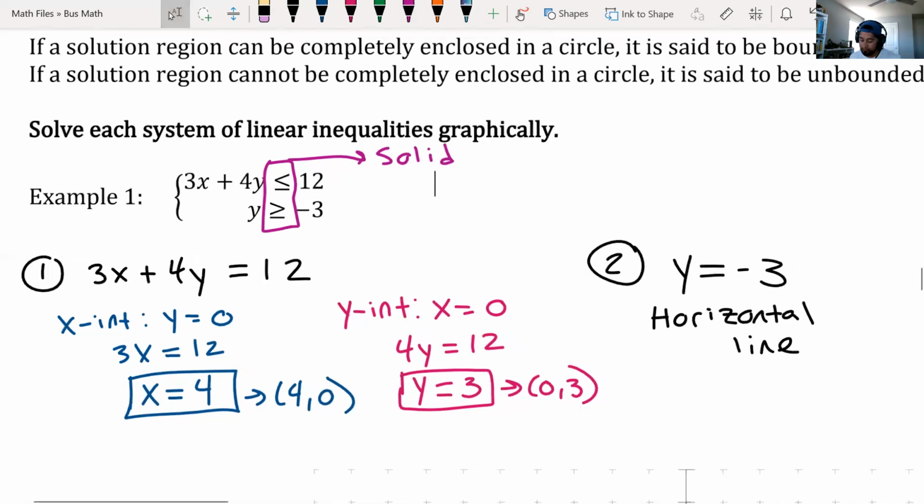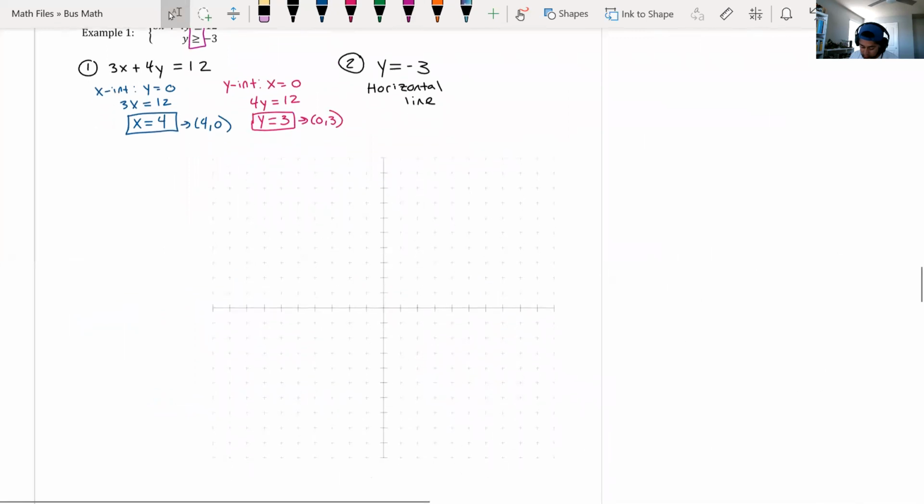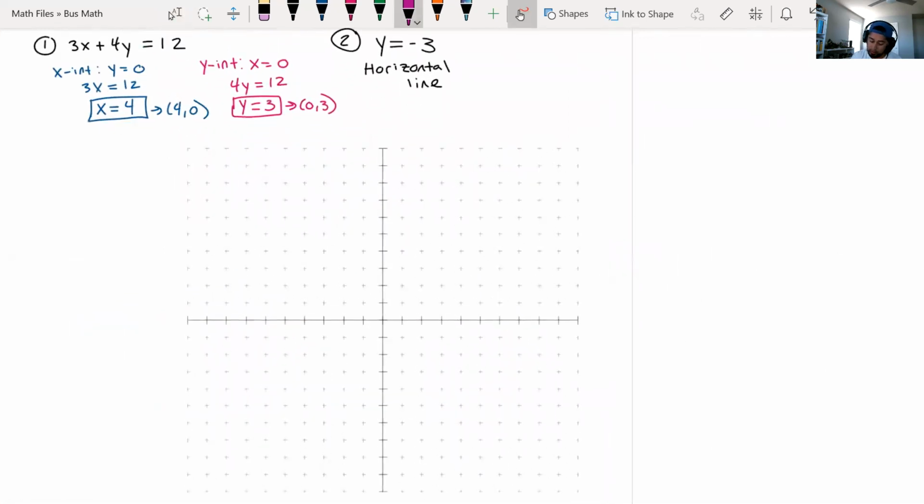All right. So we have everything figured out for both lines. Let's go ahead and graph them. For the first line, I have an x-intercept at 4, so 1, 2, 3, 4 right there, and then a y-intercept at 3, 1, 2, 3 right there. And then just connect these points, and we are solid, right? So there's the first line.